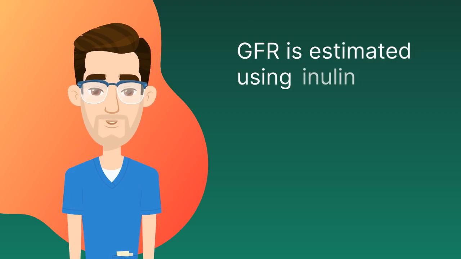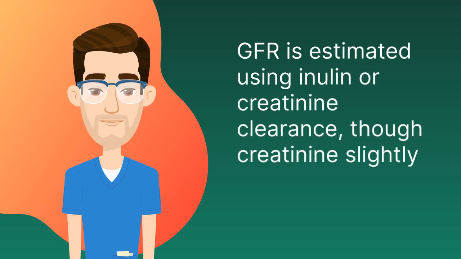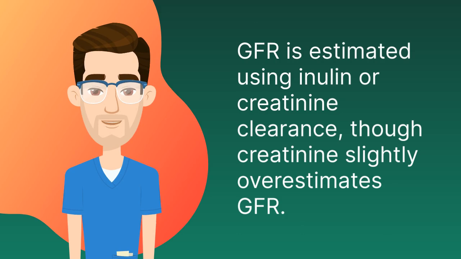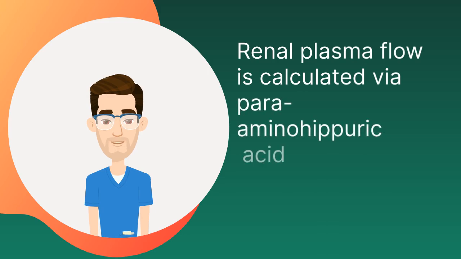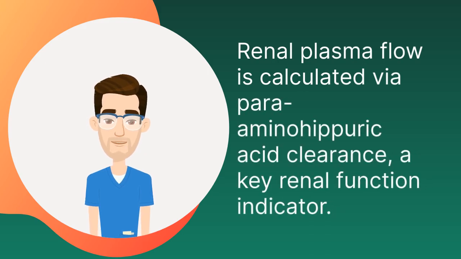GFR is estimated using inulin or creatinine clearance, though creatinine slightly overestimates GFR. Renal plasma flow is calculated via paraminohippuric acid clearance, a key renal function indicator.